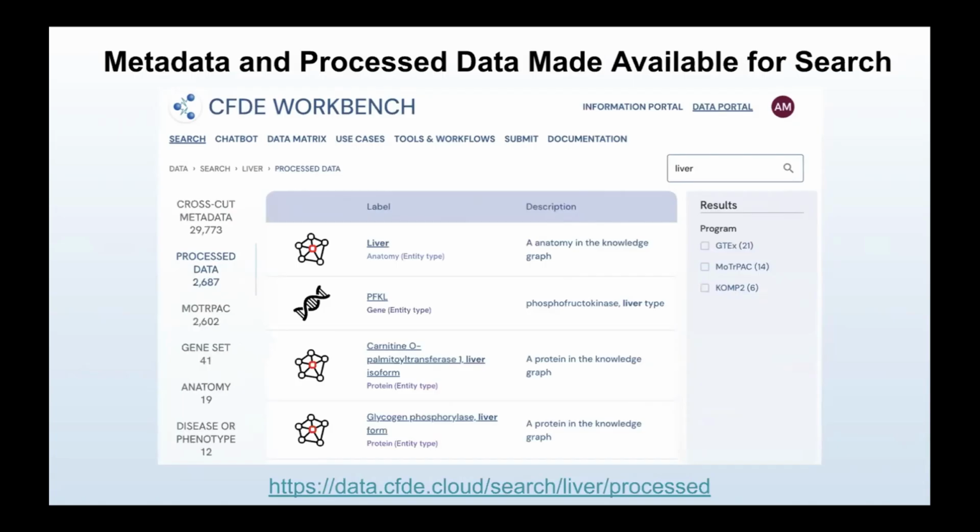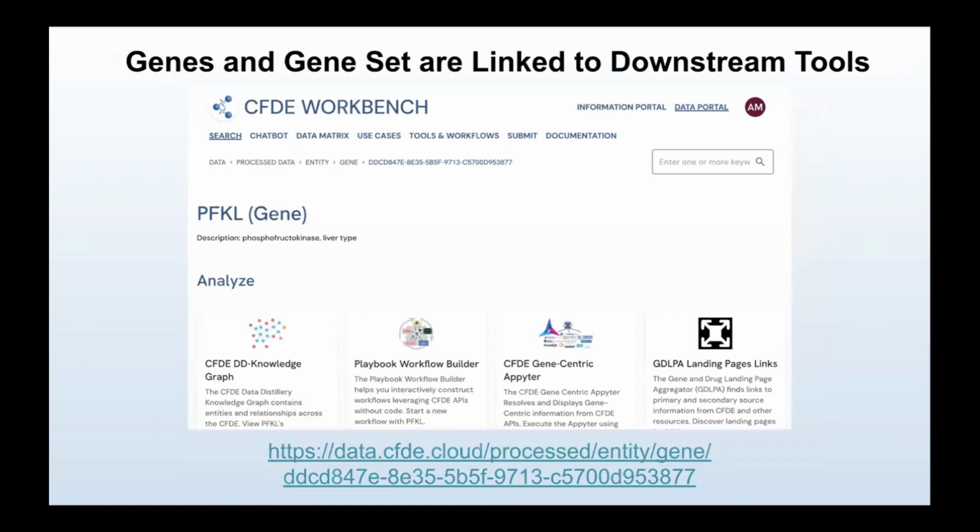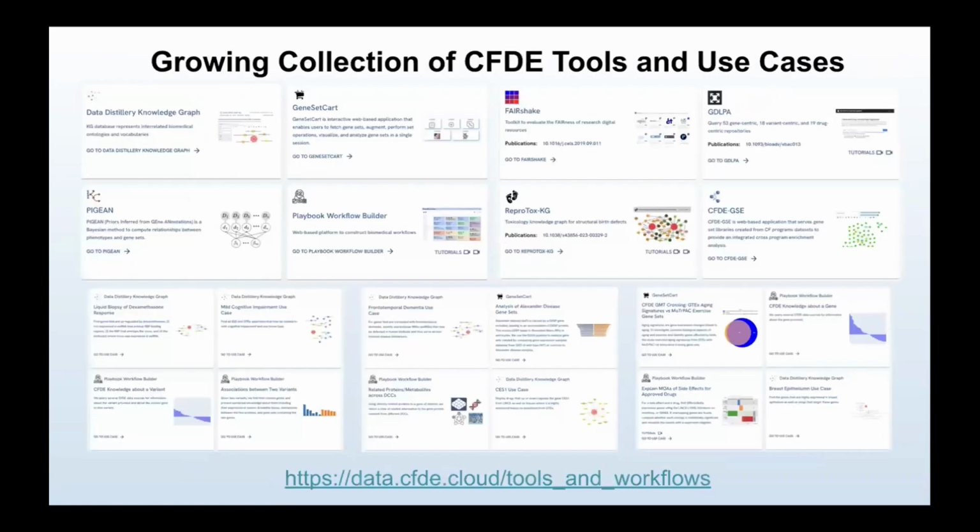We also can search the word liver for those additional processed data sets. And here you can get gene sets, knowledge graph assertions, and also we have those gene pages that this particular gene is known to be in the liver. So the word liver came up in part of the gene's description. And if you click on it, you get to this gene page that links you out to those tools that can give you more information about the gene.